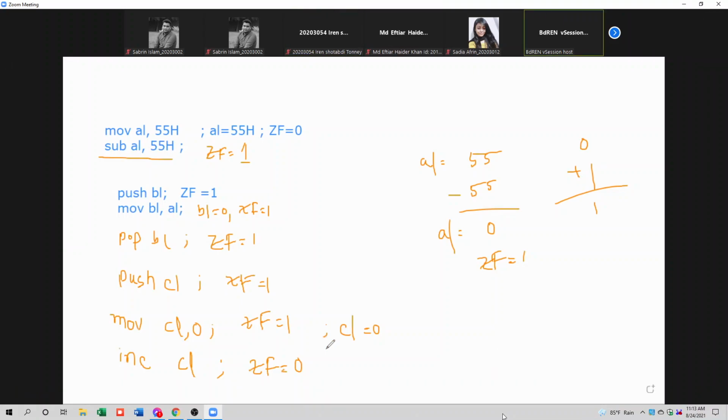So the value of the zero flag register will be 1 when the result of the arithmetic operation is 0. The result is 0, that means the zero flag register is true, its value will be 1. But when the result is not 0, it is false. The value of the zero flag register will be cleared.